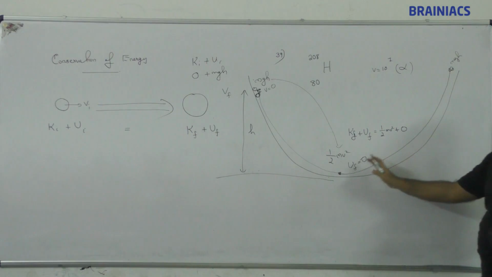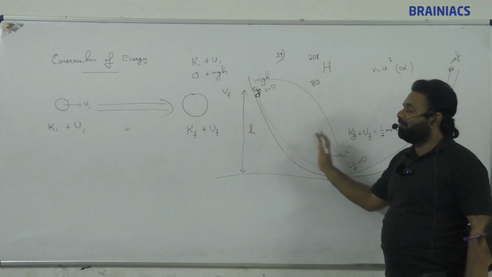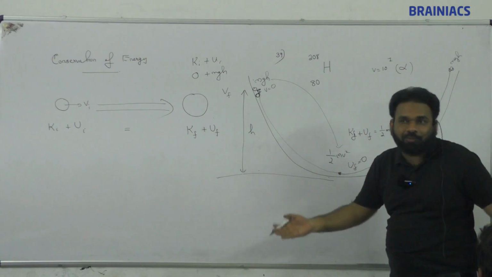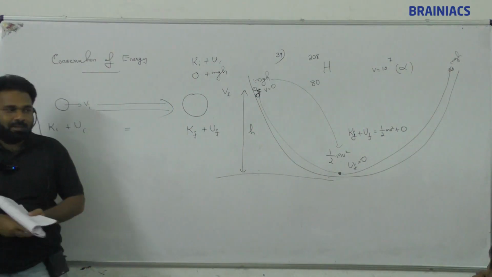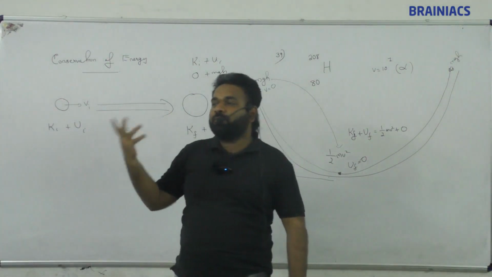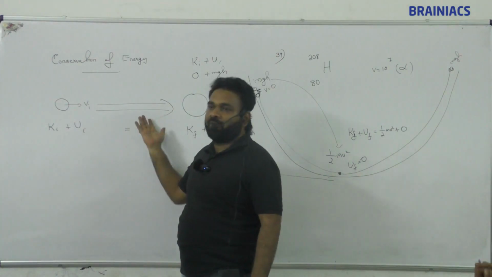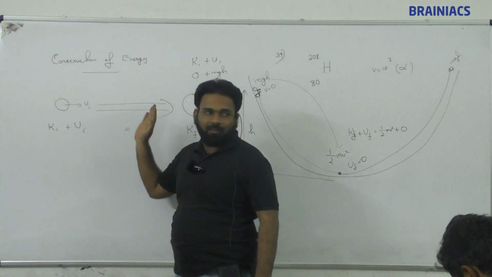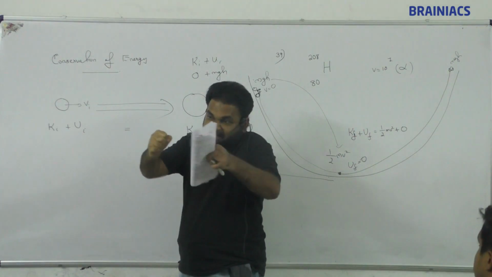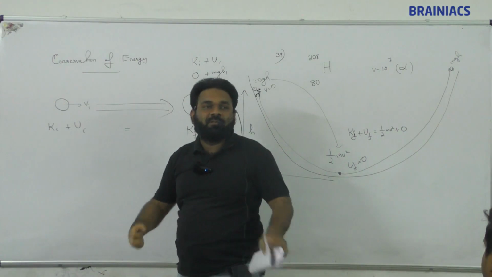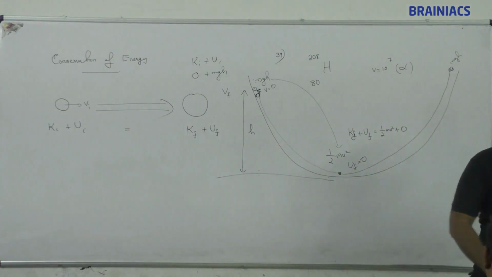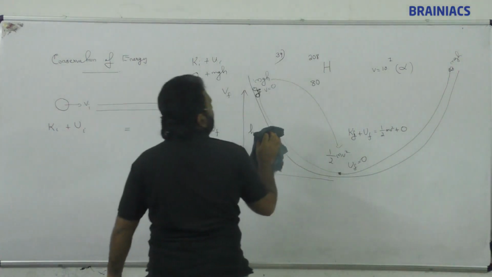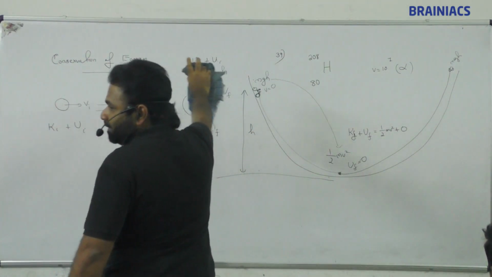So likewise we can keep playing: kinetic energy to potential energy to kinetic energy. Conservation can happen between any energies. Potential energy can be in different forms, maybe gravitational potential energy or electrostatic potential energy. Clear? So after this we will change our approach. Is it clear?